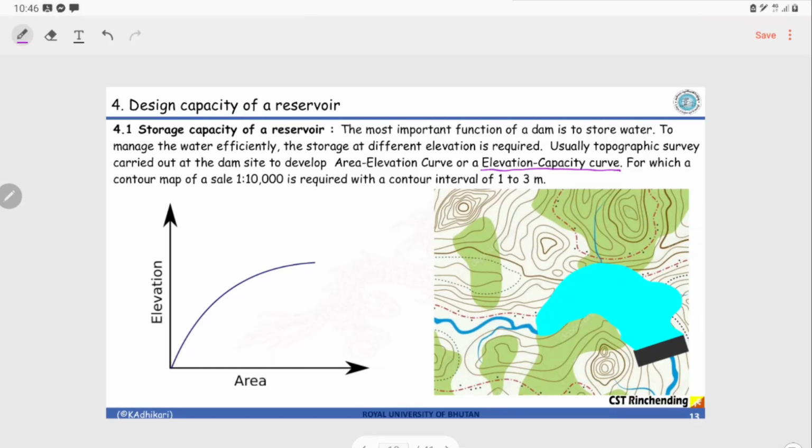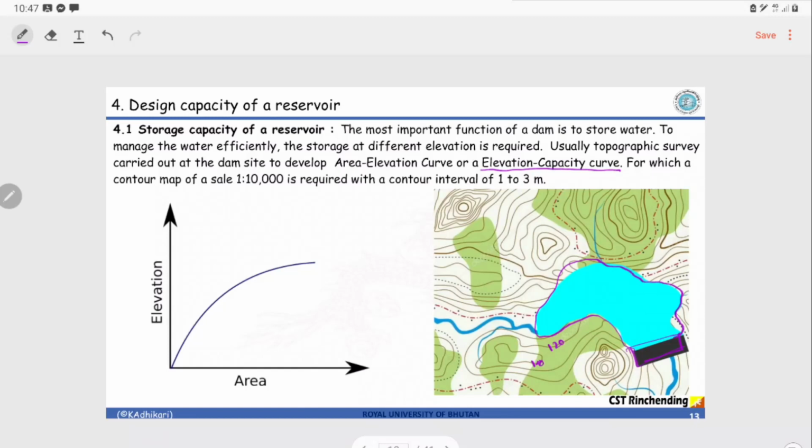So here if it is 100 and this is 120, this is how the contours are drawn, right? So if you're constructing your dam here, and this is your reservoir, what is the volume or the capacity of this reservoir? This reservoir is not in a fixed shape like rectangular, triangle, or square. It's not a regular shape, right? It's an irregular shape. So how do we calculate the volume?